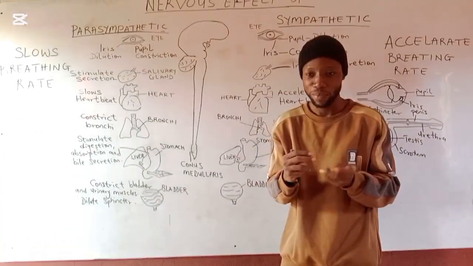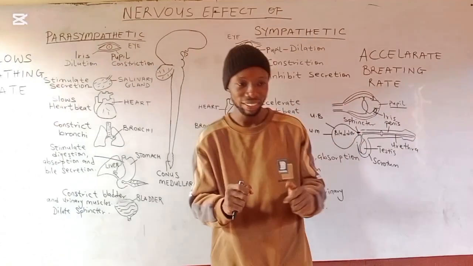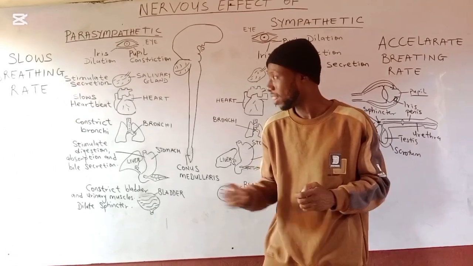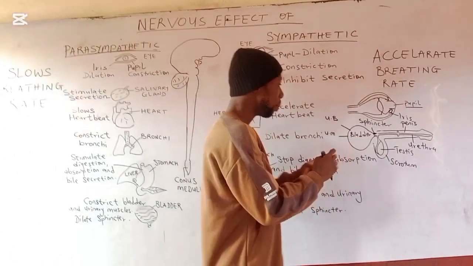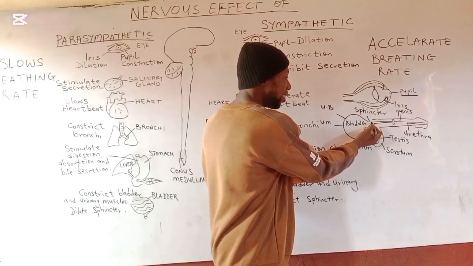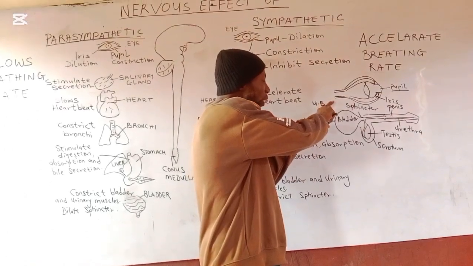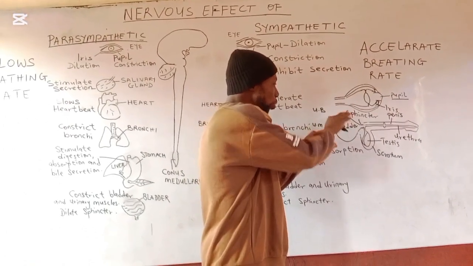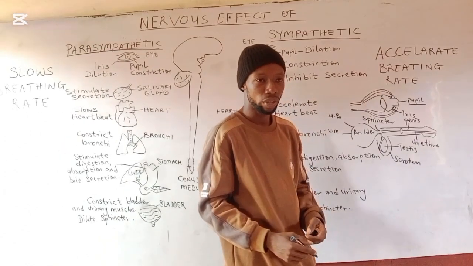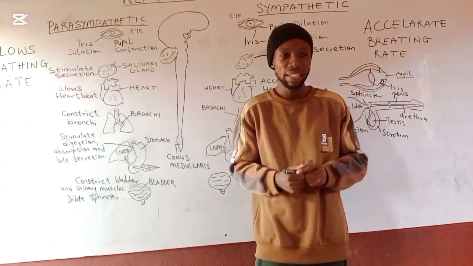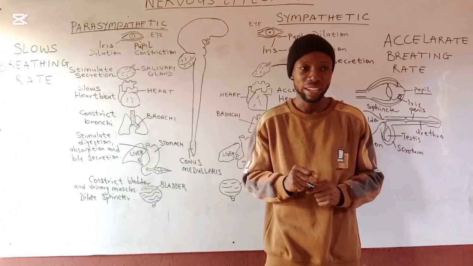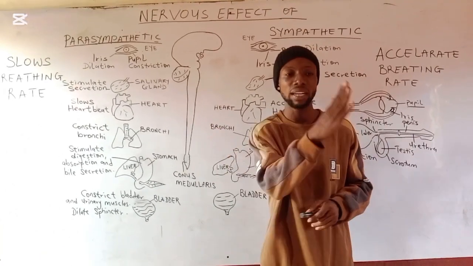Then the parasympathetic. Remember when you were still tender as a kid, when you are sleeping, you normally pass out urine easily without knowing. Because the parasympathetic relaxes the urinary sphincter, then constricts the urinary bladder and urinary muscle. This will constrict so as to pass out urine through the urethra. That is the parasympathetic effect. It constricts the urinary bladder and urinary muscle and dilates the urinary sphincter for urine to pass out.